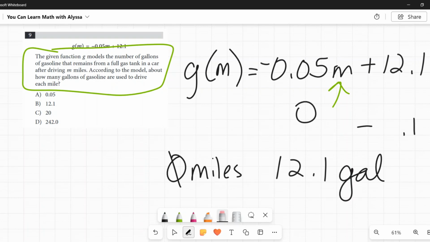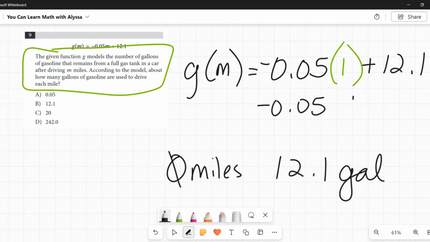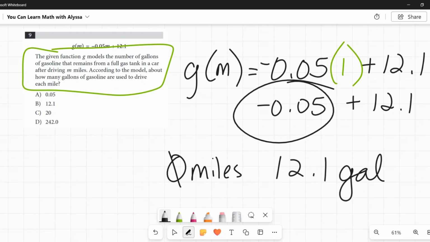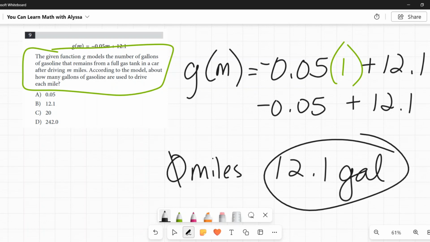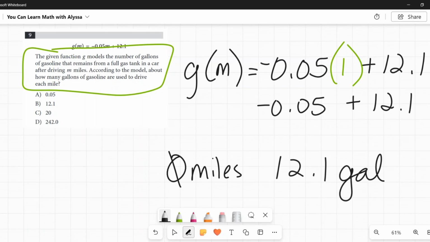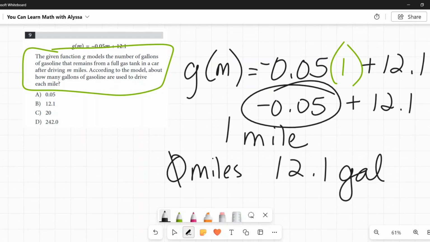All right. Well, what would happen up here if I had driven 1 mile? Just 1 mile for m. Then it would be negative 0.05 times 1, which is negative 0.05, plus 12.1. So I'm going to be essentially subtracting 0.05 from my initial 12.1 gallons. So I drove 1 mile and my number of gallons went down by 0.05 for that 1 mile.